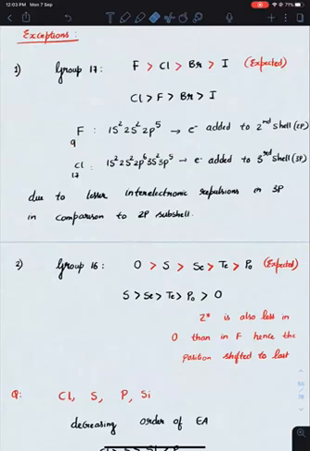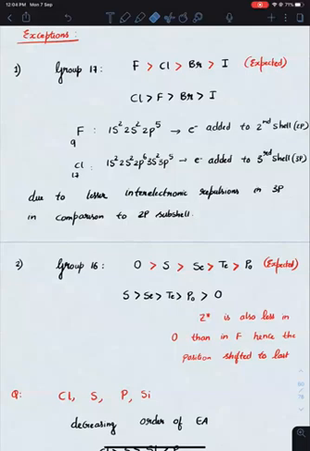Fluorine, chlorine, bromine, iodine. The expected order is fluorine greater than chlorine, greater than bromine, greater than iodine, because down the group, as the atomic radius increases, electron affinity must decrease. But the actual order is that chlorine is slightly greater when compared to fluorine. So chlorine greater than fluorine, greater than bromine, greater than iodine. This is the actual order.